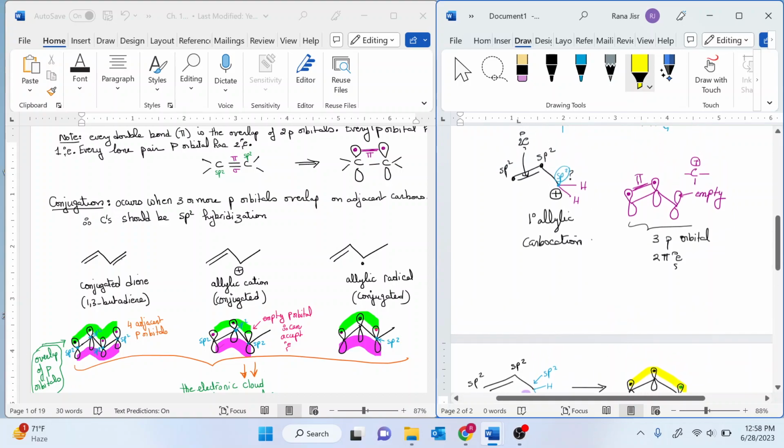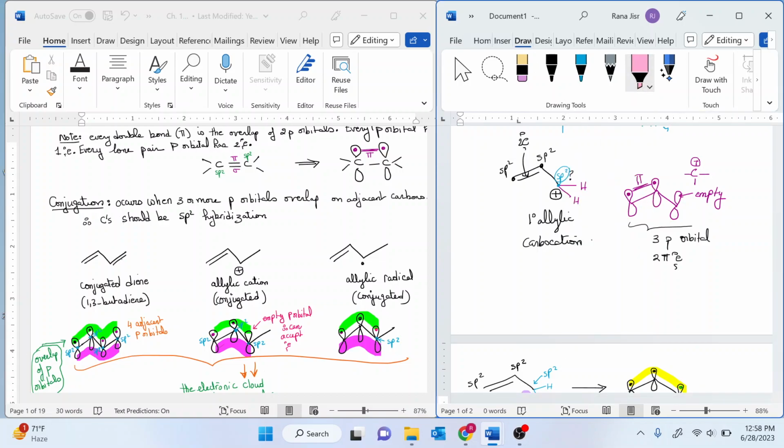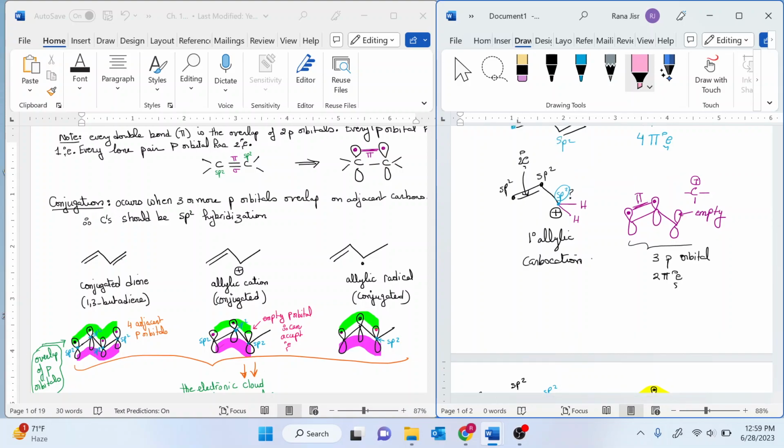Same thing over here for the primary allylic carbocation. Again, I do have an overlap of the p orbitals. Now, even if the p orbital is empty, it doesn't matter, because one electron can hop from one p orbital to the other, and this is going to be the conjugated part of the molecule. You highlight where the p orbitals are. If there are 3 or more adjacent to each other, that is going to be the conjugated part of the molecule.